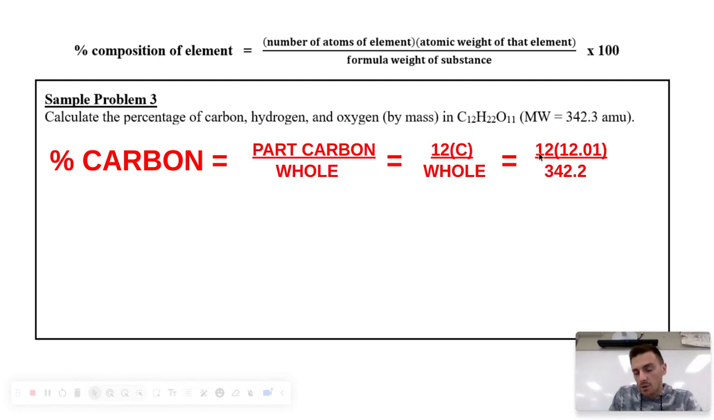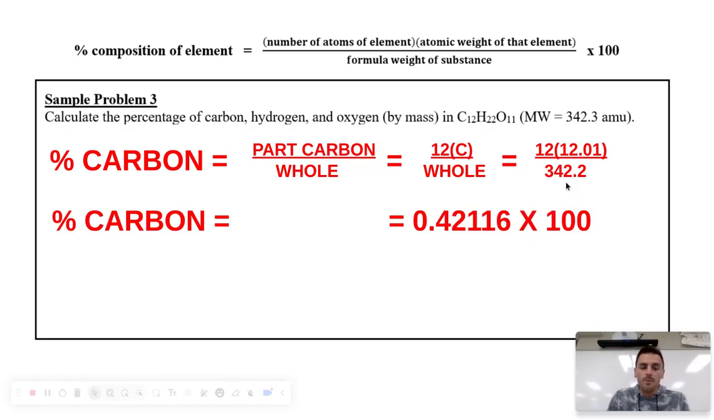Now we'll set that up so we know there's 12 carbons. We know each carbon weighs 12.01. We know the whole thing's 342.3. When you go to do that, you're going to get 0.42 and so on. And remember, that's not a percentage. That's the proportion of the whole. So we got to take it times 100, which is going to move that decimal over 2 places.